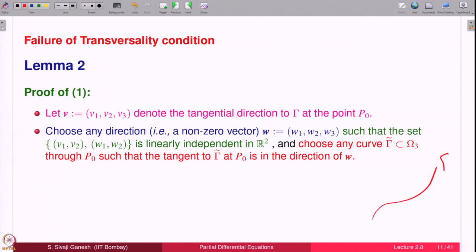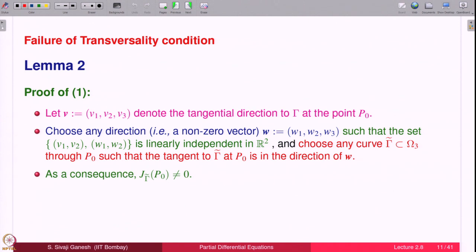So, you had a gamma, you had a point P0, and here through P0 you fix a direction W and you take a line, that is it. A line passing through P0 with the direction W is simply given by P0 plus some parameter alpha times W. This is the vector form of the line. So, of course, the tangent will be the direction W.